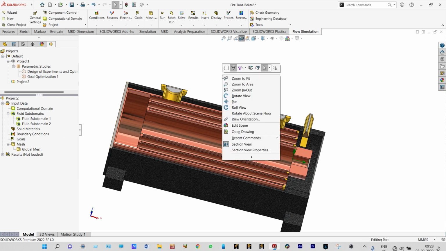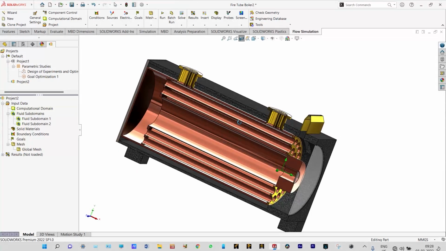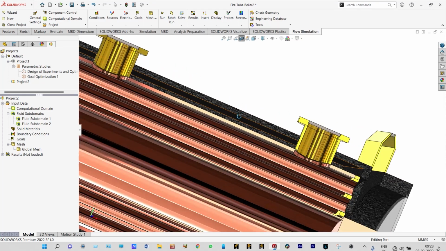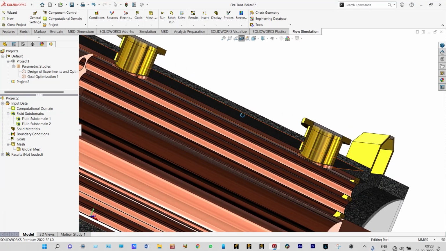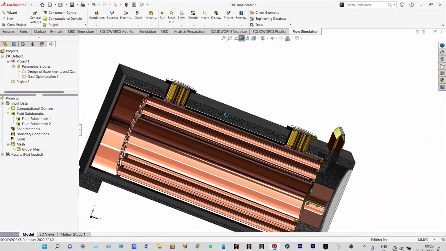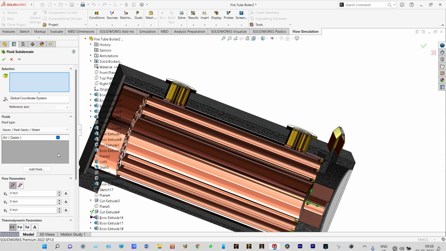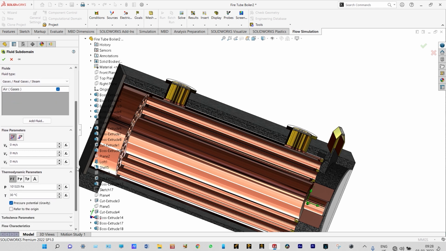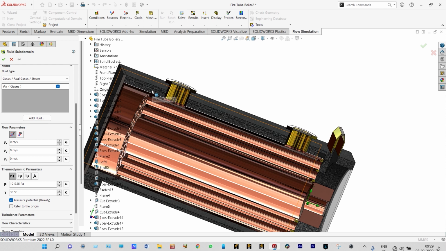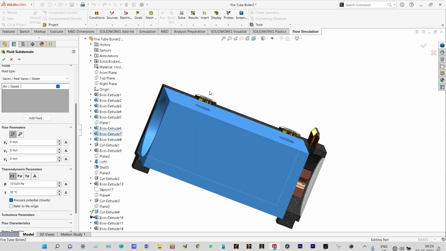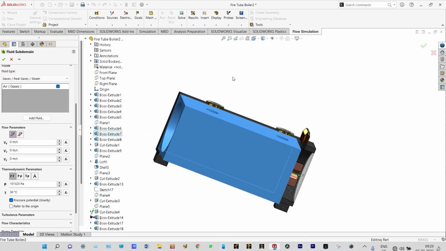Another fluid domain is needed. That means for insulation, we need to provide air at this opening, and outside we are providing one kind of insulator, right? So that fluid domain also has to be provided. Insert fluid subdomain, and it will be air at a temperature of 30 degrees centigrade, normal temperature. We need to select that location. Yes, this is the air domain.